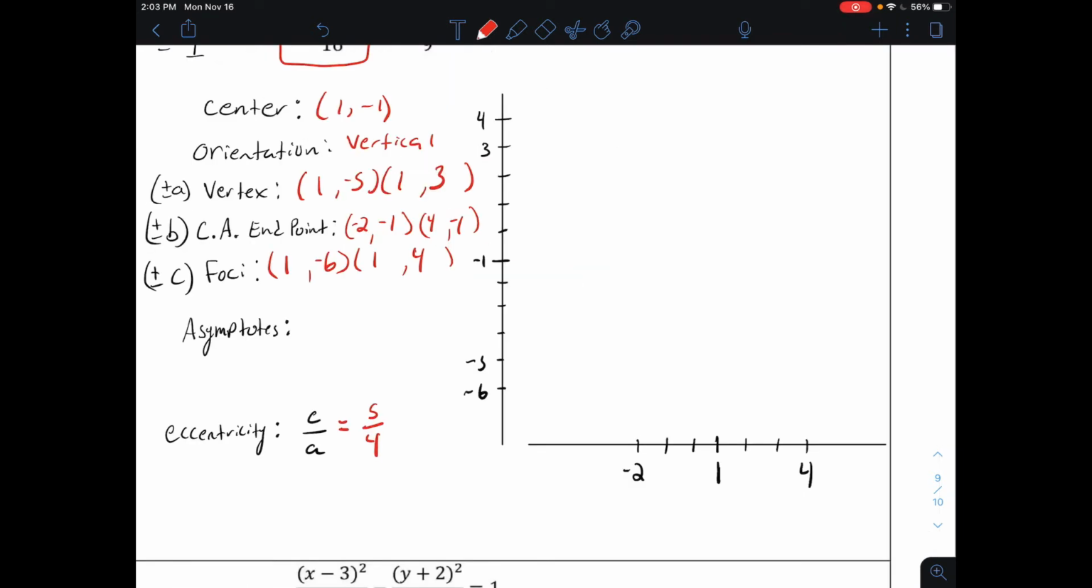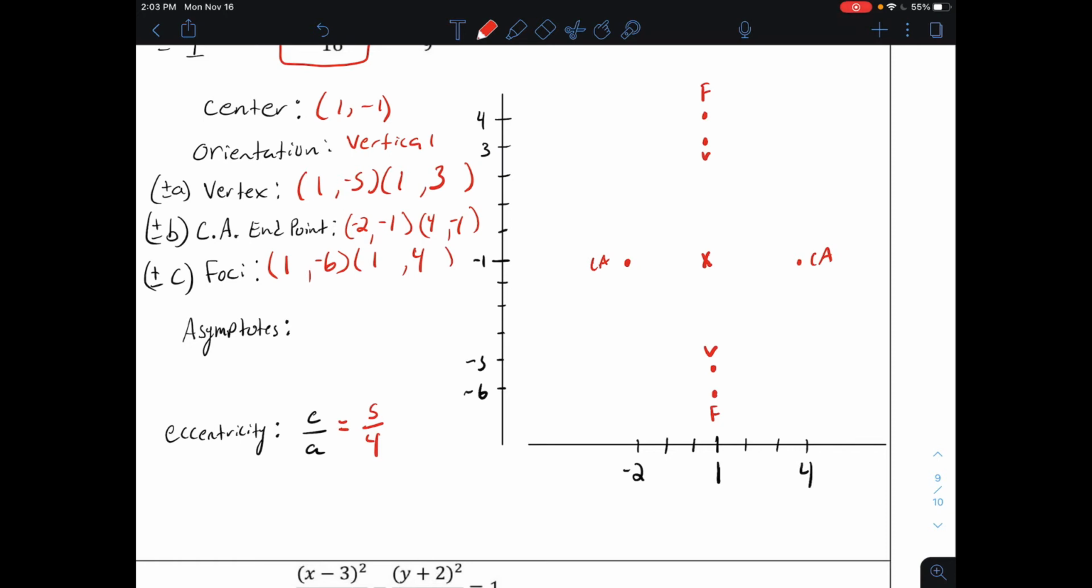All right, so now we're ready to graph. So we have a center at 1, -1. I'm going to indicate that with an X. Our vertices are at 1, -5, so I'll put a V, and at 1, positive 3. We have foci, one of them at 1, 4, and then we have another one at 1, -6. And then we have conjugate axis endpoints at -2, -1. I'm just going to say CA, and then at 4, -1. And then we want to sketch.